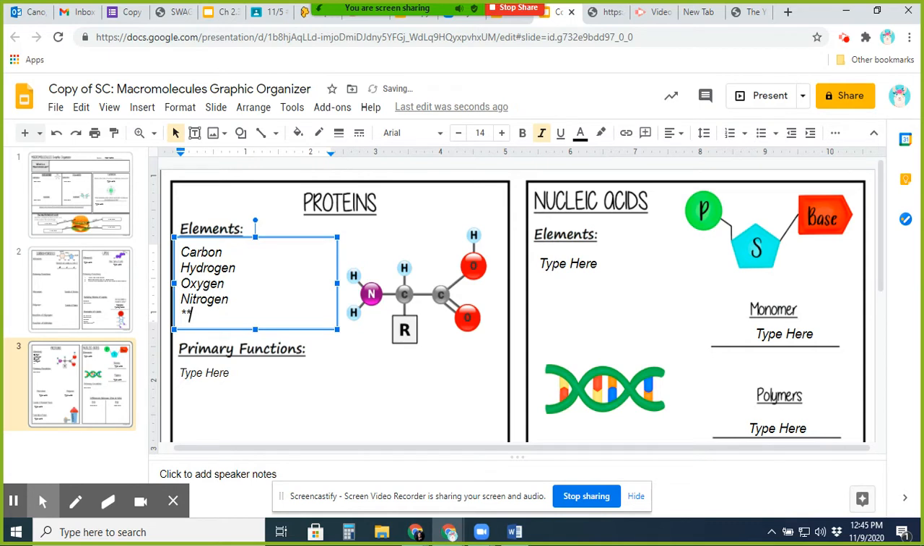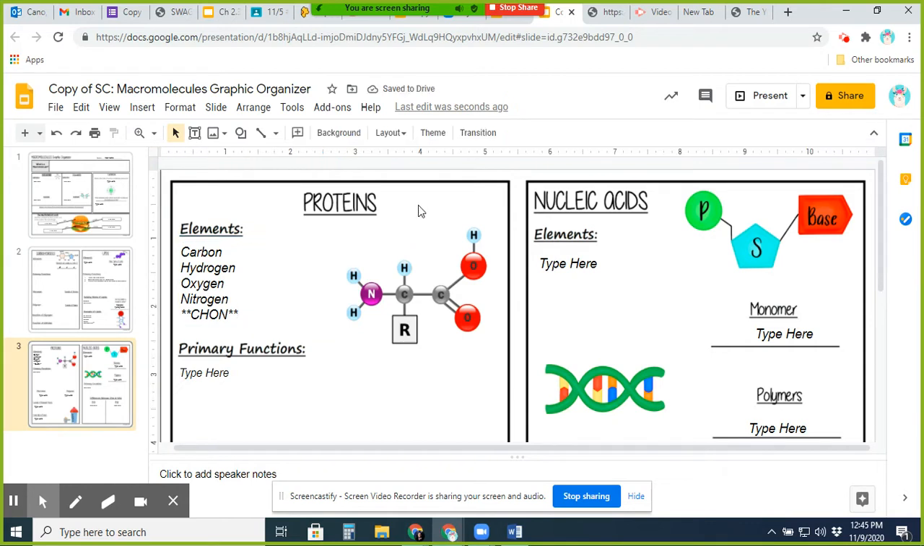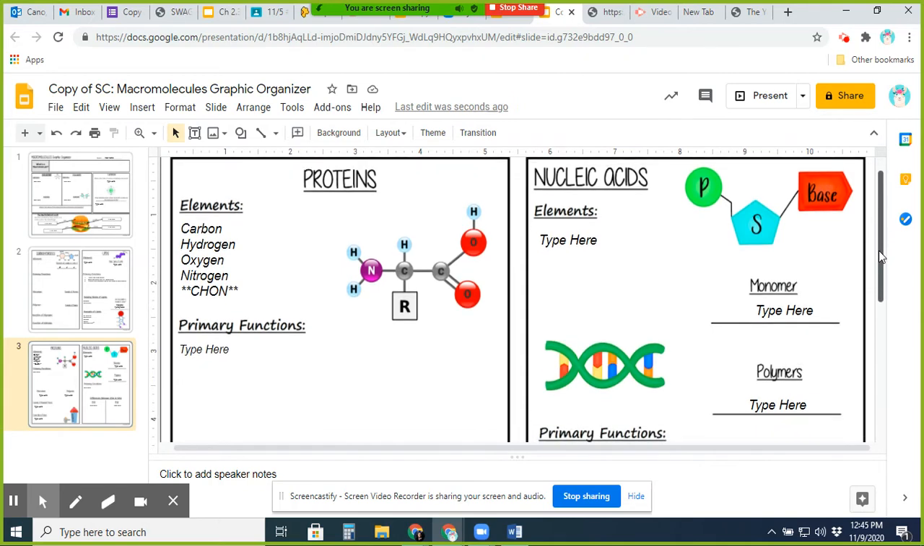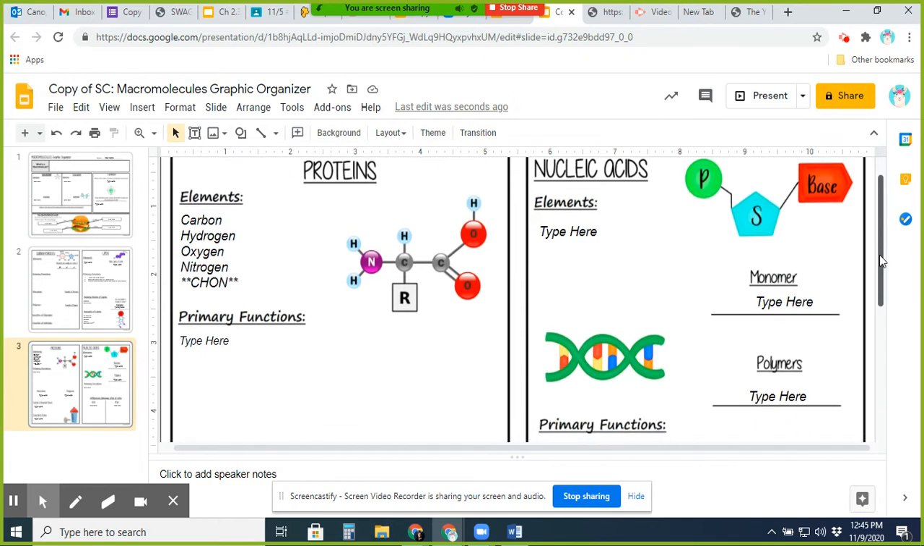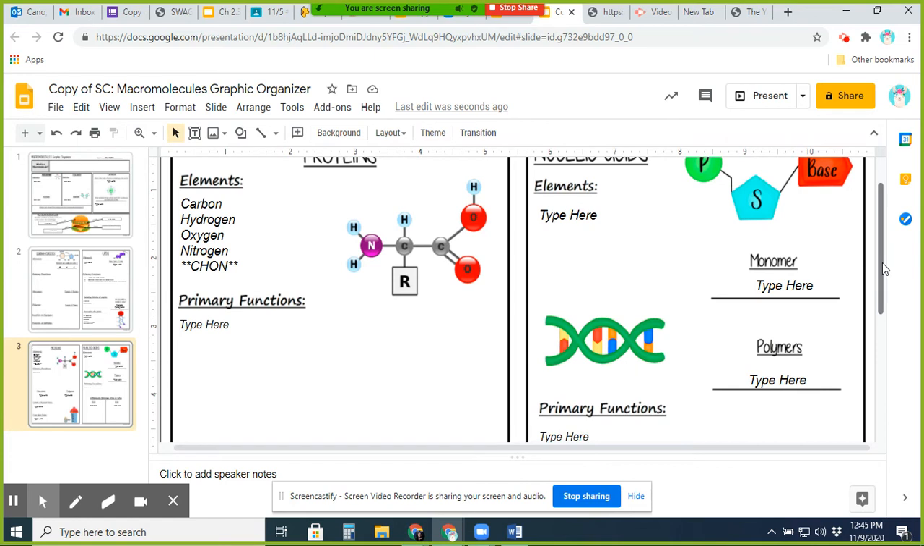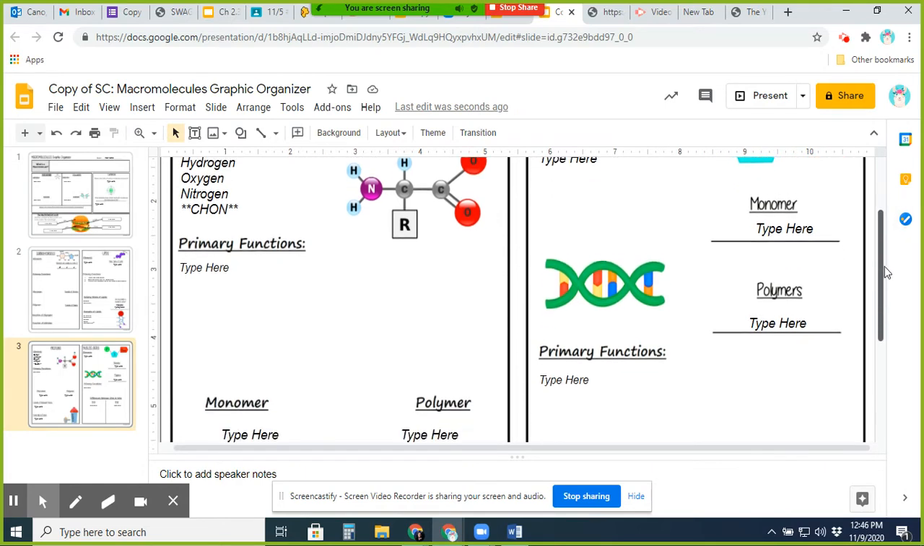Okay, so where does that nitrogen show up? And remember how we were saying CHO before, so now we're going to say CHON. And we'll talk about what that means in a moment. In a protein, we are going to have carbons, hydrogens, oxygens, and nitrogens. There are some other elements that exist, but these are the main elements that every single protein has. Every protein on the planet has carbon, hydrogen, oxygen, and nitrogen. And then they have some other ones depending on what individual protein it is.